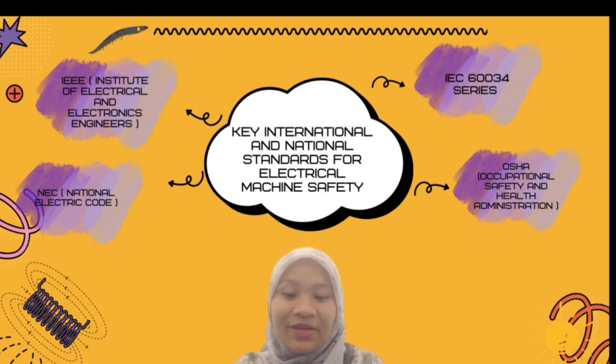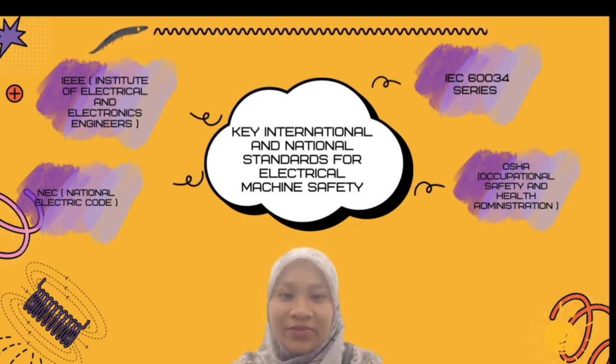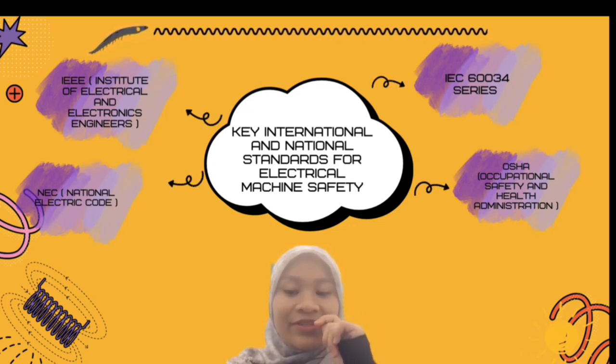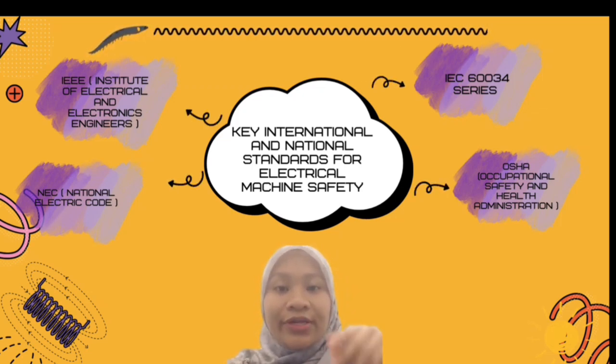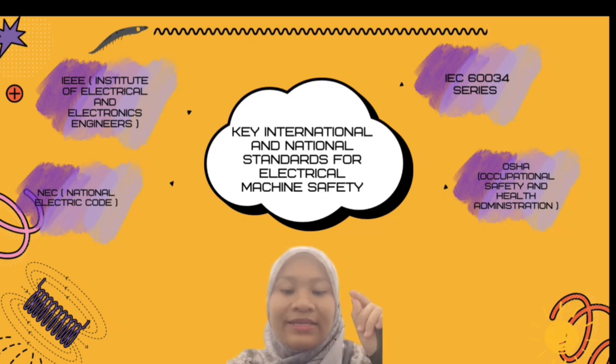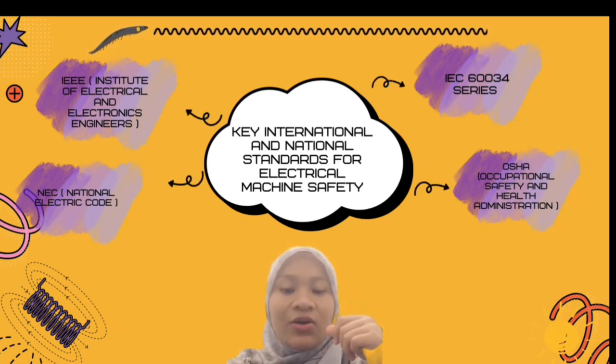Okay, I will explain about the key international and national standards for electrical machine safety. There are four standards. First is IEEE, which is Institute of Electrical and Electronic Engineers. Second is NEC, which is National Electric Code. Third is the IEC 60034 series, and OSHA, Occupational Safety and Health Administration.